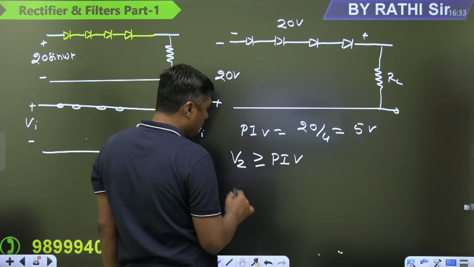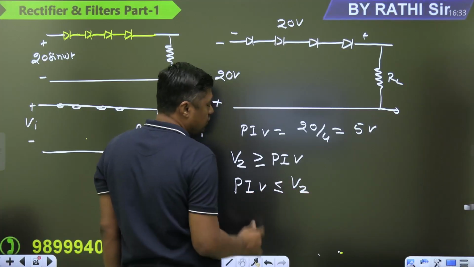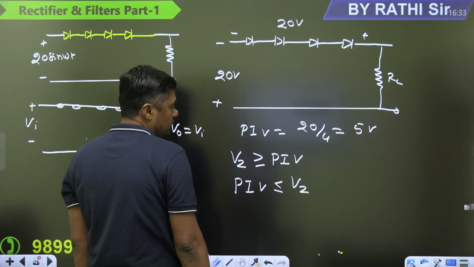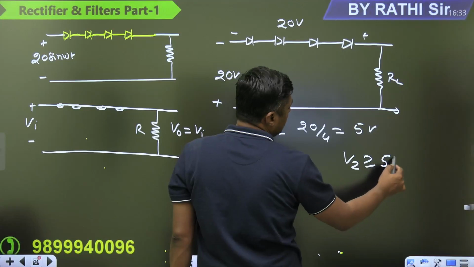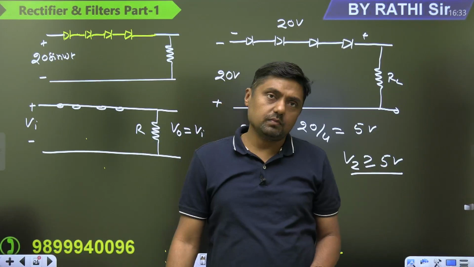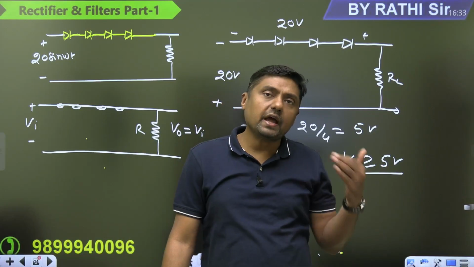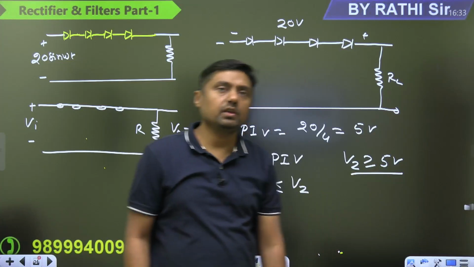Or you can say the PIV rating, PIV should be less than or equal to what? Breakdown voltage, for proper functioning of the circuit. So in this case, the PIV rating, breakdown voltage should be greater than or equal to what? 5 volt. So how can we reduce the PIV? By connecting diodes in series. We can reduce the PIV.